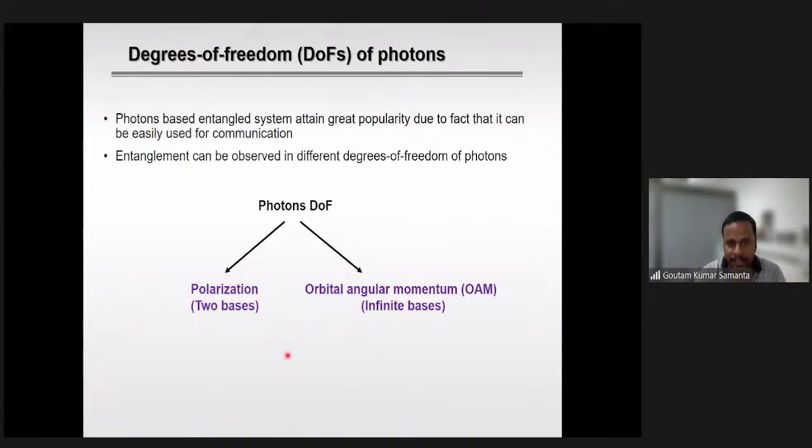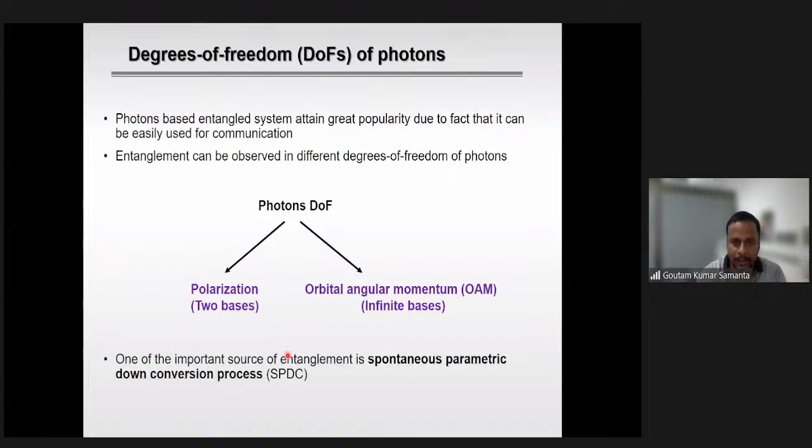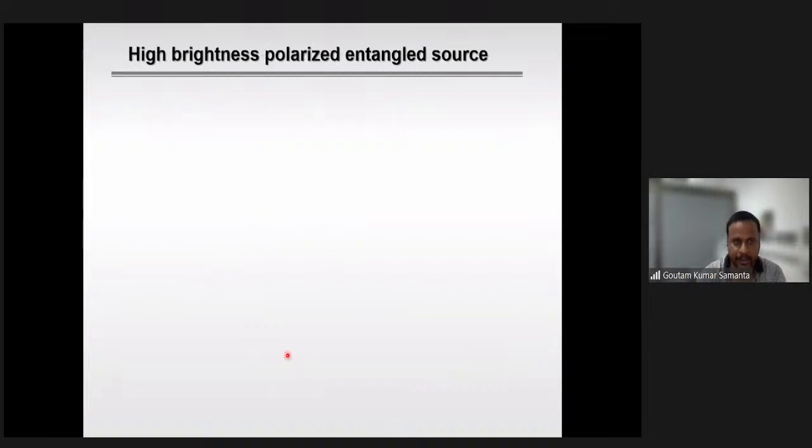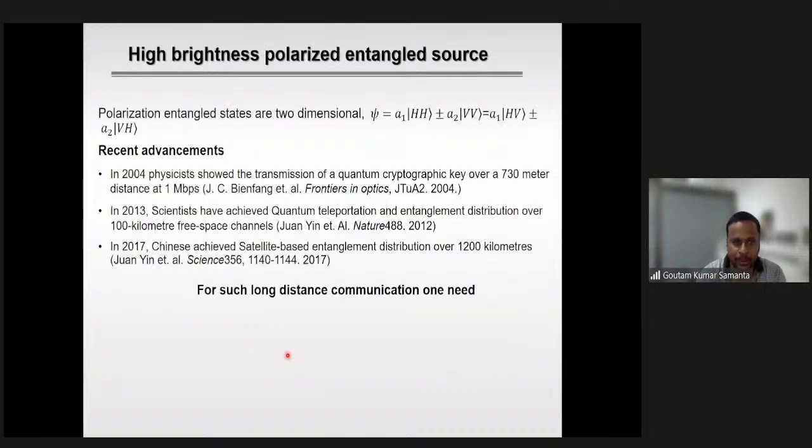Photon entanglement can be in different degrees of freedom. What I was explaining so far is the polarization basis, where you have two polarizations, so two bases. But with orbital angular momentum you can get an infinite basis, so you can have more information capacity. And as I said, one of the important sources for this entanglement is spontaneous parametric down conversion. I'll not go into this one.